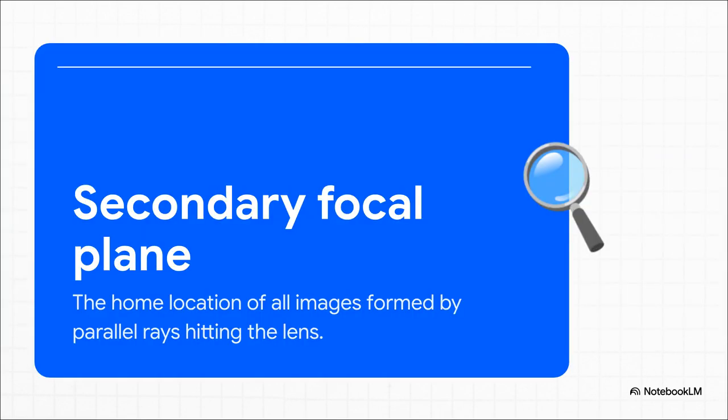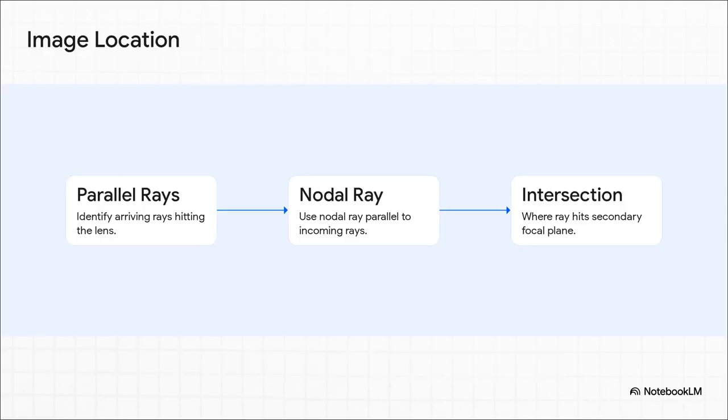Similarly, we have the secondary focal plane. If the secondary focal point is where parallel rays exactly on the axis converge, the secondary focal plane is basically the home location of all images formed by parallel rays hitting the lens from any angle. And you know what? We can use that exact same nodal ray anchor trick to find where images land on the secondary focal plane too.